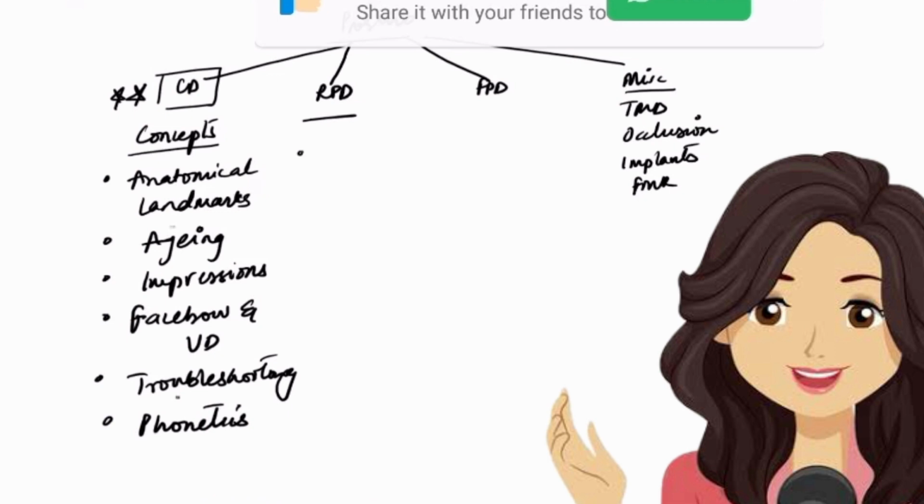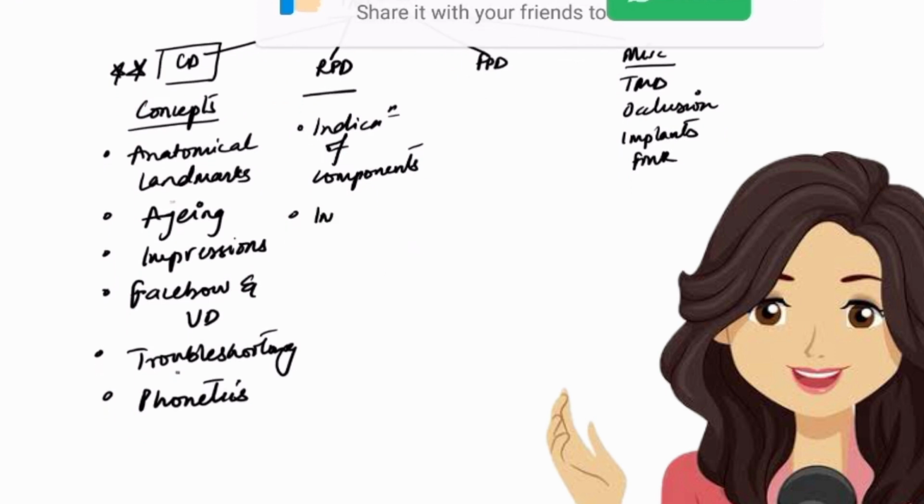If we come on to RPD now, main what is asked is the indication of different components. So whether it be a major connector, a minor connector, a direct retainer or an indirect retainer, usually the indication of different components is asked. Second thing which is asked is impressions. What are the different impression procedures? Third topic which is very frequently asked in exam is surveying. And fourth is block out with the different waxes. That is very commonly asked from removable partial dentures.